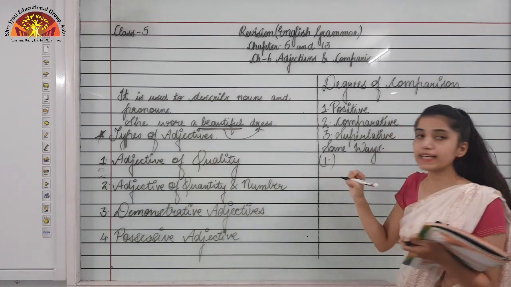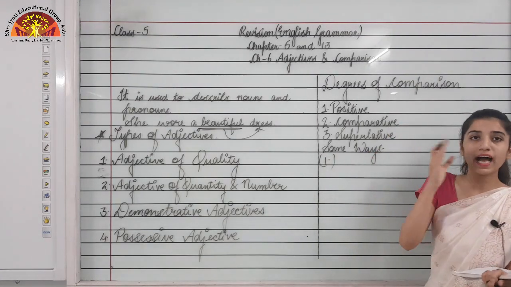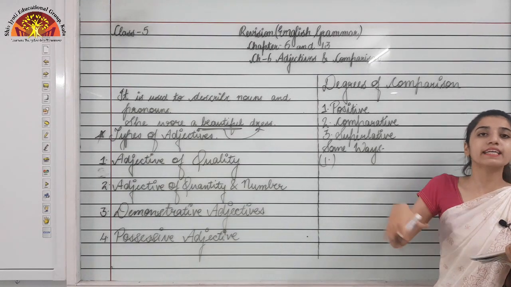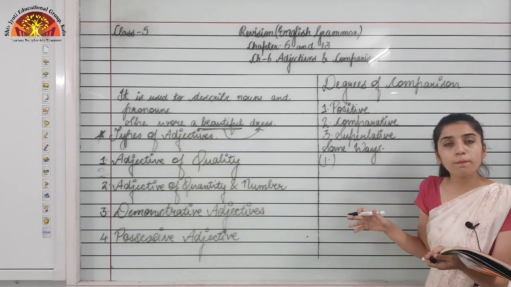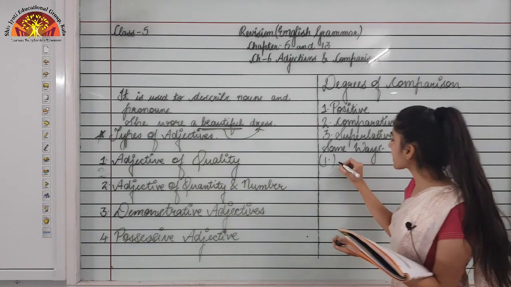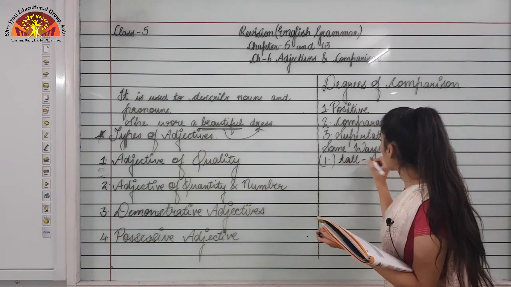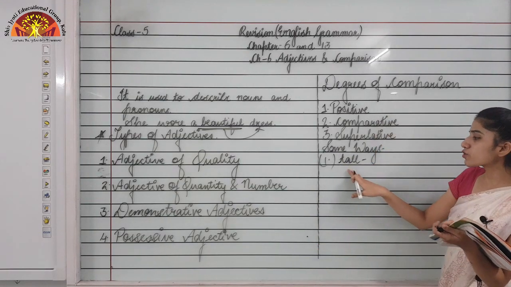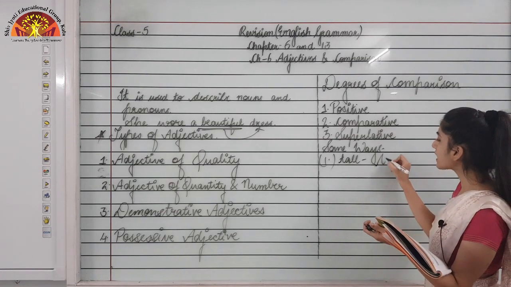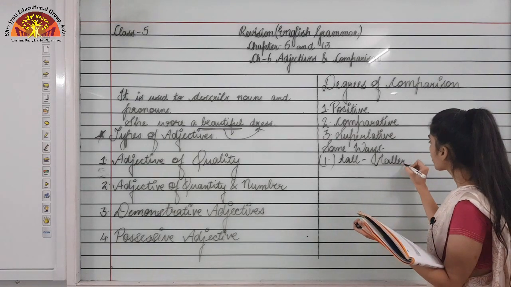First is to add er or est. We add er to form the comparative degree, and we add est to form the superlative degree. For example, if I take the adjective tall, to make the comparative degree of tall, I'll add er at the end. So what does it become? Taller.